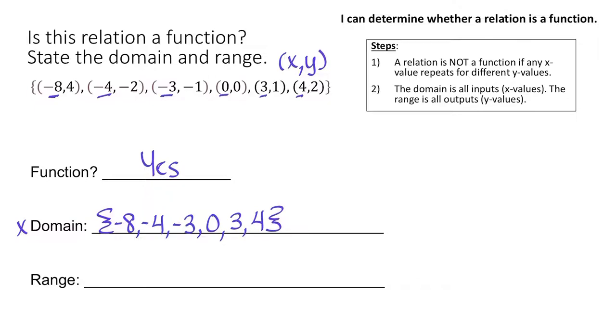The range is all of the y values, so we're going to list out all of the second numbers in each of these ordered pairs. So the range will be 4, -2, -1, 0, 1, and 2.